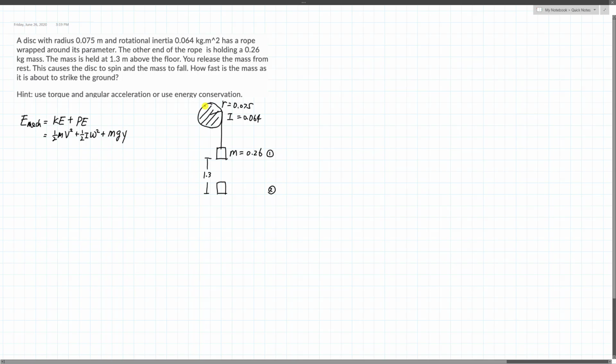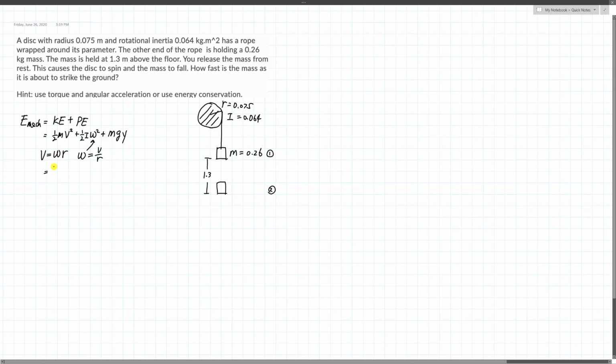Because the rope is wrapped around the disk, there's no way for the rope to actually slip around the disk. So as the disk is spinning, the rope moves at the speed of the disk's edge. The edge is moving at the same speed as the rope, which is moving at the same speed as the falling mass. So we have this relation that v is equal to omega times R. This is where we actually use that radius in the expression. So we get omega equals v over R, and we replace that, and we have a value for I.